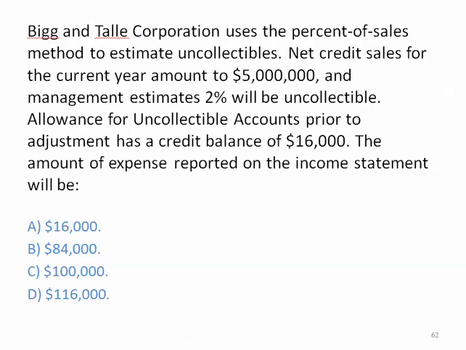Big and Tall Corporation uses the percent of sales method to estimate uncollectibles. This is great. Percent of sales, you say, this is easy to do. Net credit sales for the current year amount to $5 million, and management estimates 2% will be uncollectible. It tells us the allowance for uncollectible accounts prior to adjustment has a credit balance of $16,000. The amount of expense reported on the income statement will be which of those?